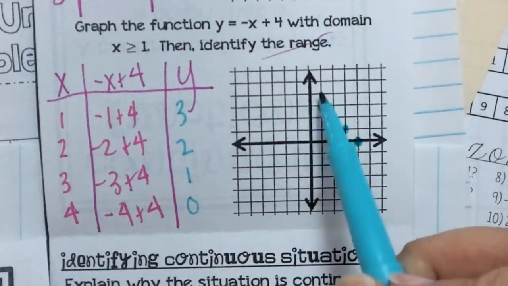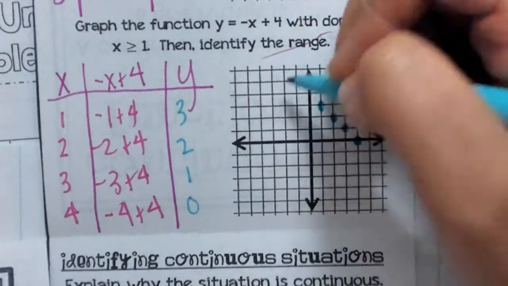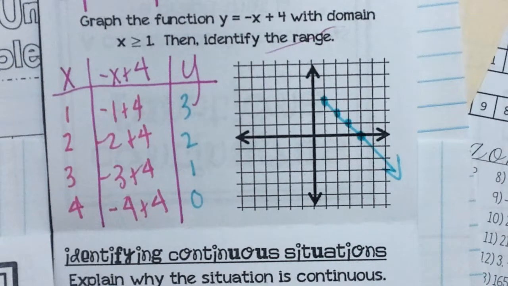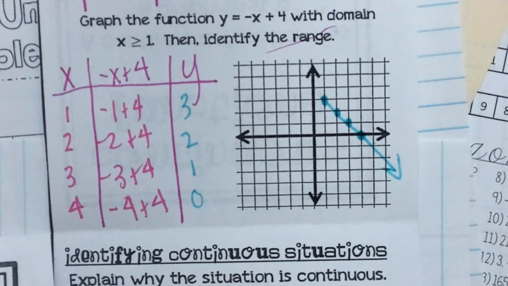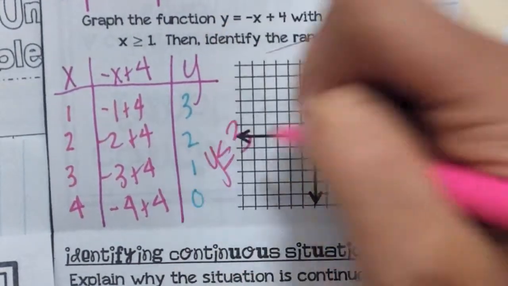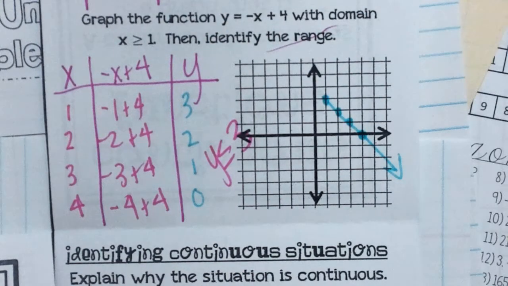Now, can I extend my line to the left? No, ma'am, you cannot. I extend it this way. So what is my range, Ashlyn? Y is less than or equal to 3. Fantastic. Take a point. And if you got the table right, take a point.